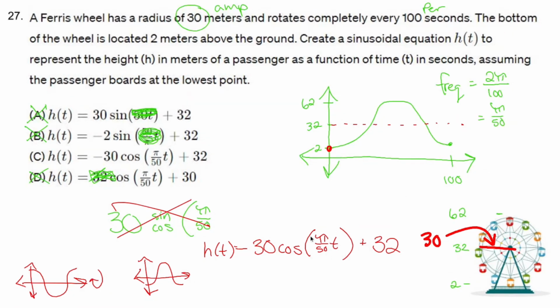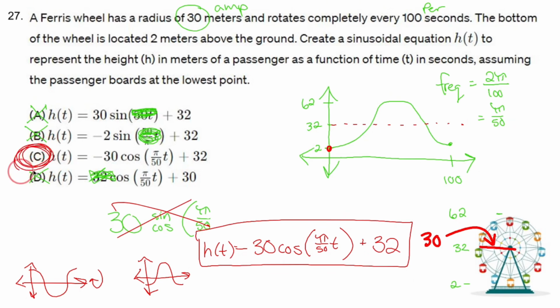T is attached. No horizontal shift because we're starting with negative cosine, and none of these display horizontal shifts, so I'm not going to try to force anything. And why is that plus 32? Well, you always add the midline on the outside of the function. So that's our guy, and that's our guy. I hope this helps.